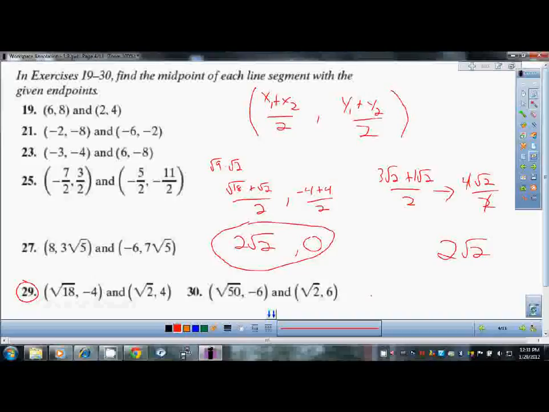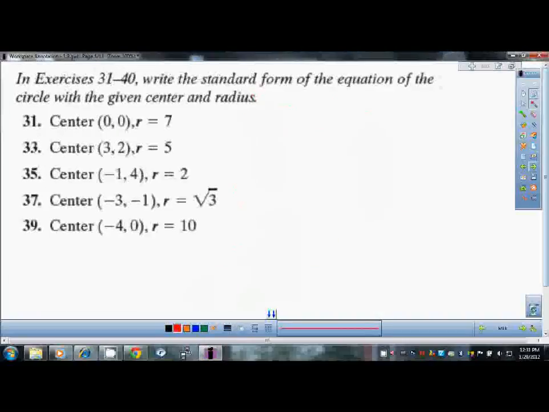Great. The last thing we're going to do today, just do it in 3 different ways. Circles. The formula you need for that.